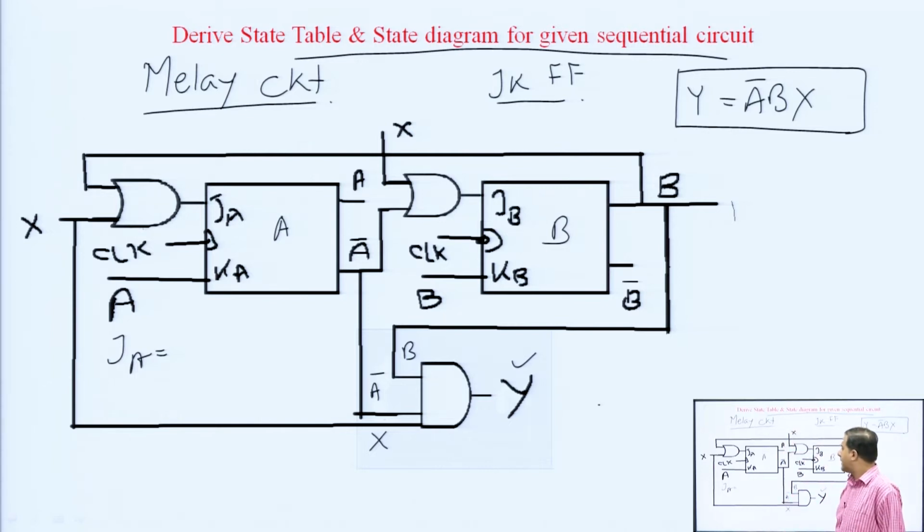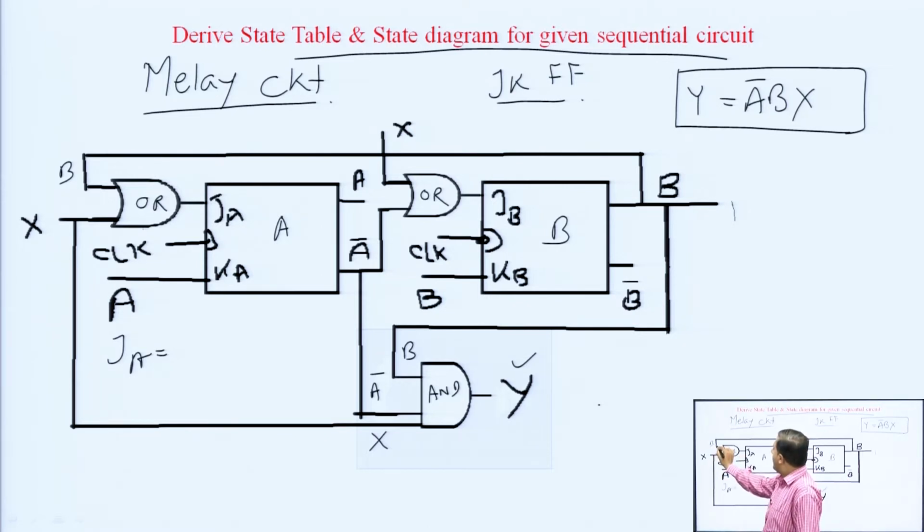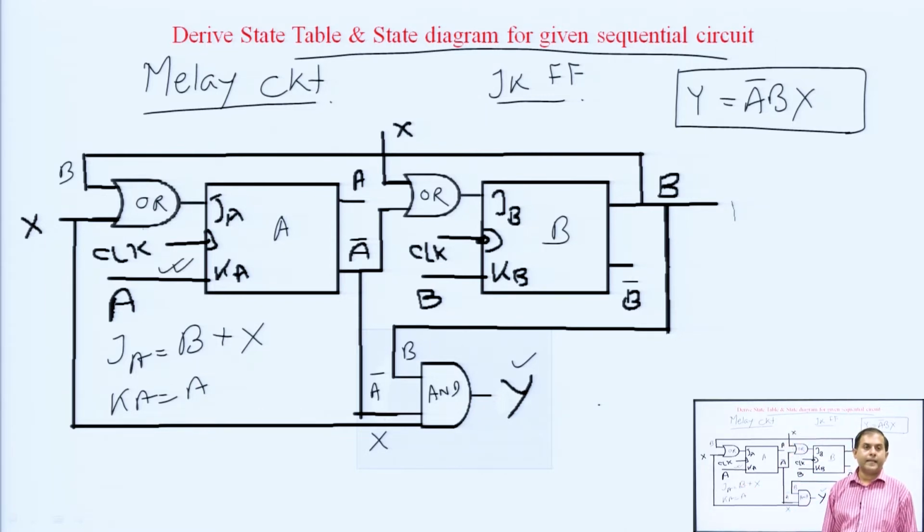Look at the diagram. J is nothing but B and X, with an OR gate, and this is an AND gate. So, X OR B. So, the value of J A is equal to B plus X, clear. What is the value of K A? K is directly given as A. So, K A is nothing but A, from the diagram. Clear, K A is equal to A.